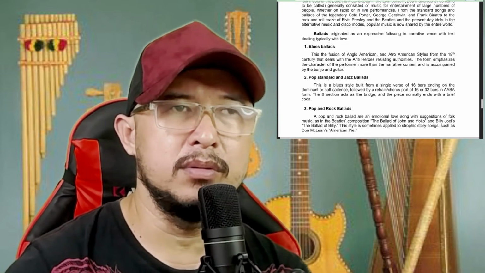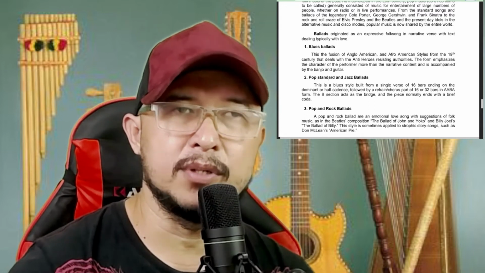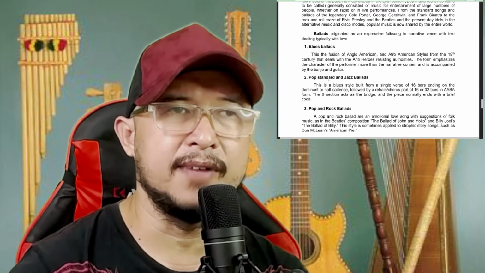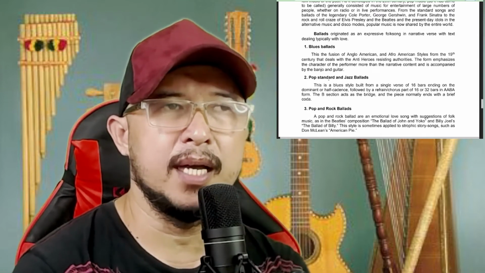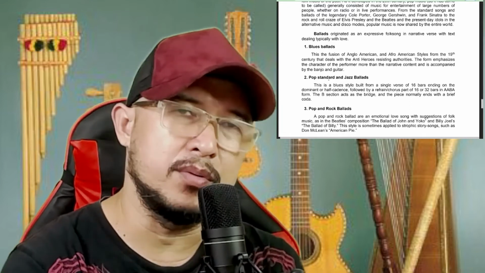Then we have the pop standard jazz ballads. This is a blues style built from a single verse of 16 bars ending on the dominant or half cadence, followed by the refrain or chorus part of 16 or 32 bars in an AABA form. These are terms for how you arrange and compose your music.